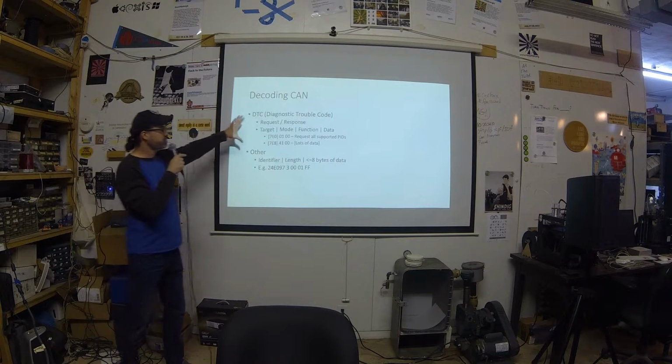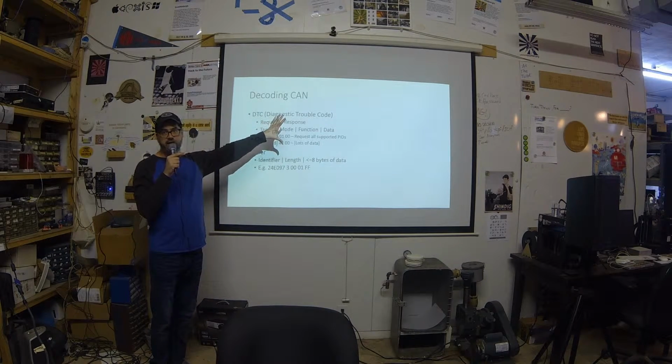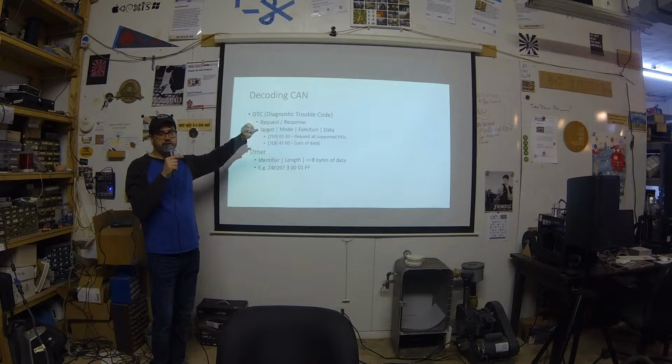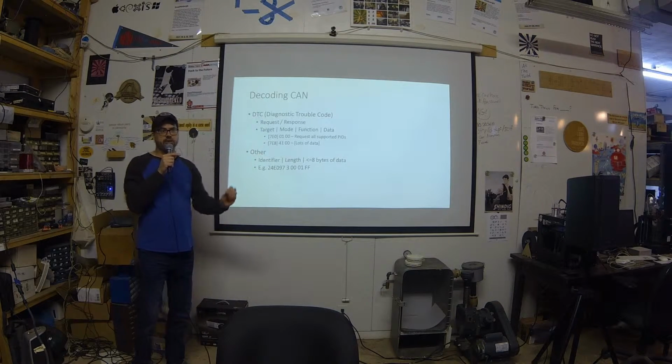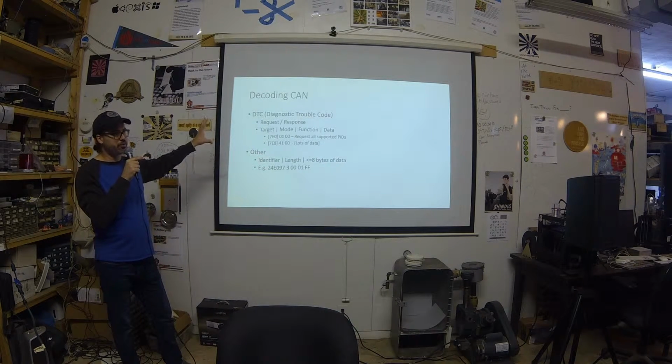So that's diagnostic trouble codes. Those are relatively benign. They're just asking for data. They can't really do anything. I think the only thing that they can really change is they can turn on and off the malfunction light, the little check engine light. So there's a DTC that can clear that. Other than that, they can't really do anything to your car.